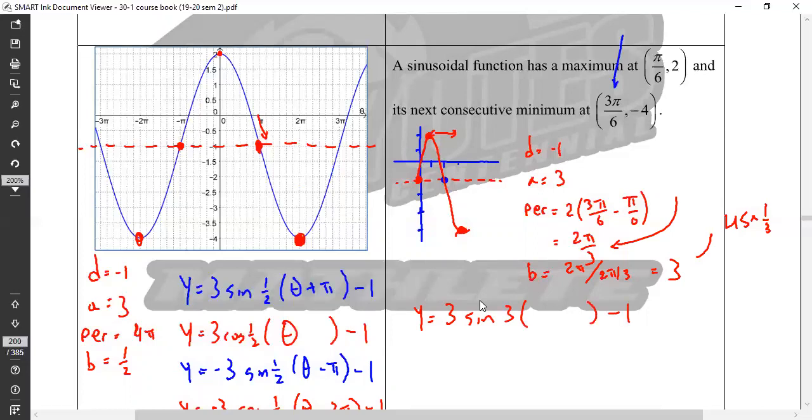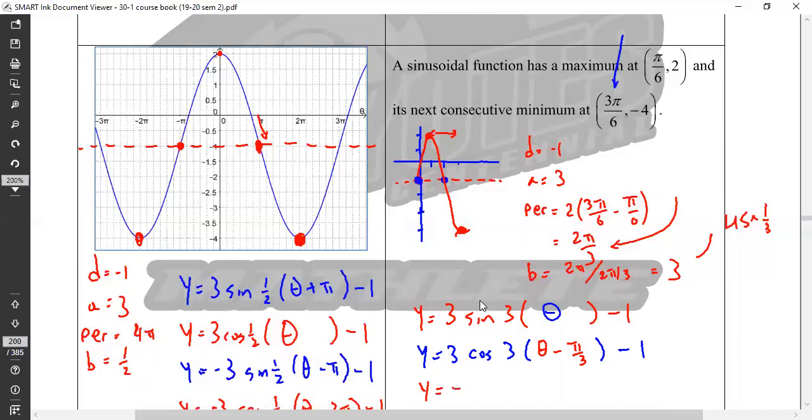Where's my start point for positive sine? Start point for positive sine is where it crosses the median going uphill. So 3 sine 3 theta minus 1. For cos, where we have a maximum is your start point for cosine. That's at 2 pi over 6, or pi thirds. So theta minus pi thirds.